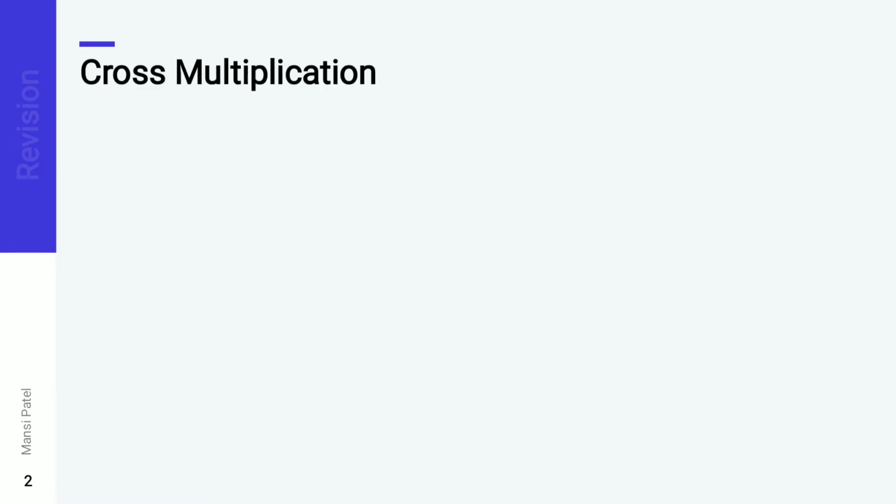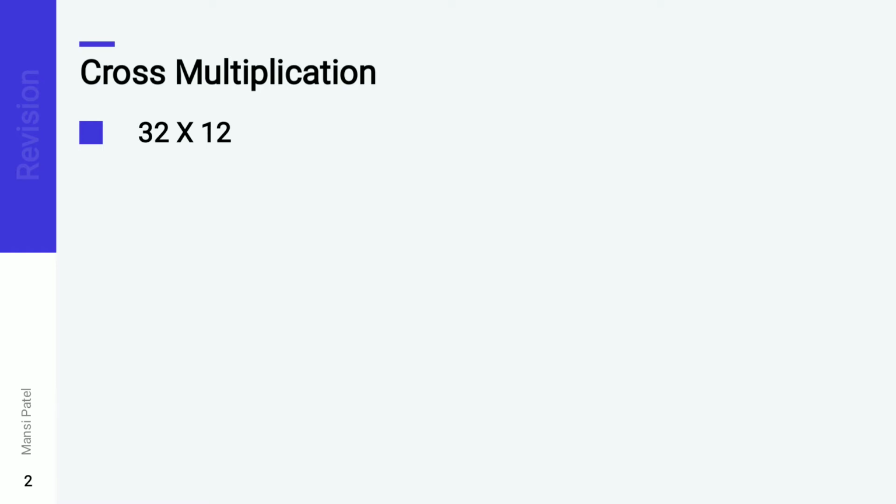First topic that we have to revise is cross multiplication. In this you want to do the multiplication of some number, but you are not supposed to use your regular method for the multiplication. In this you first make boxes, and in those boxes you have to do the multiplication. So let us start.